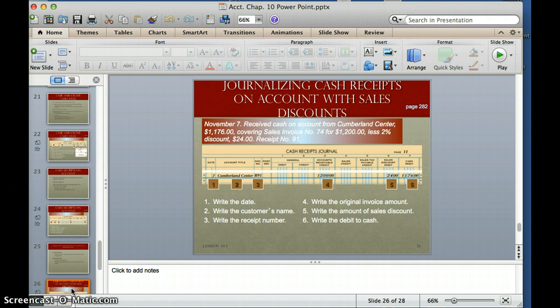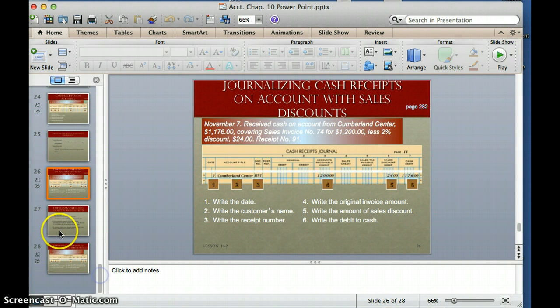So we're journalizing our cash receipts on account with sales discount. November 7th, received cash on account from Cumberland Center, $1,176, covering sales invoice number 74 for $1,200, less a 2% discount of $24, receipt number 91. We wrote the date, we wrote the customer's name, we wrote the receipt number, we wrote the original amount because we want to make sure we credit them for the whole amount of $1,200. But then we're giving them a 2% discount, which is $24. So that's our sales discount. And then we're going to debit our cash of $1,176. So the $1,176 plus a $24 discount are our debits. That equals our $1,200 credit.